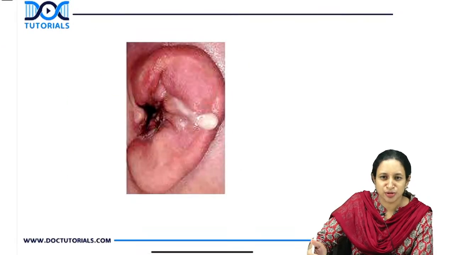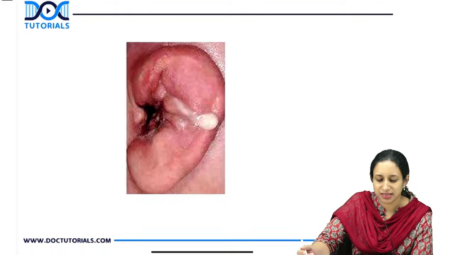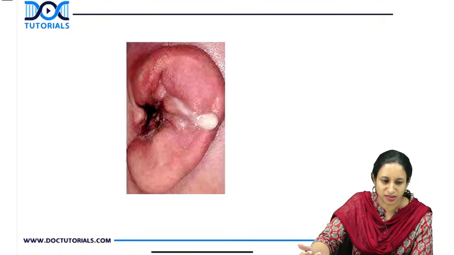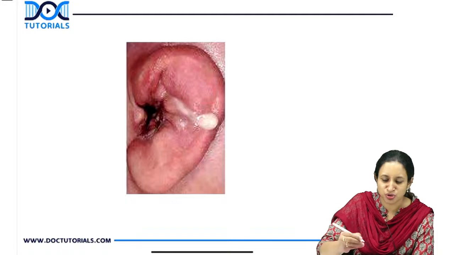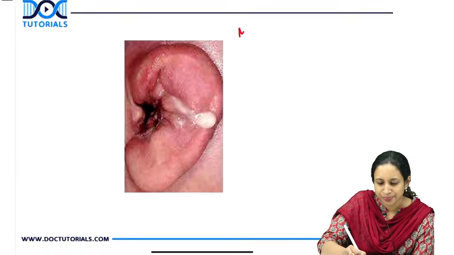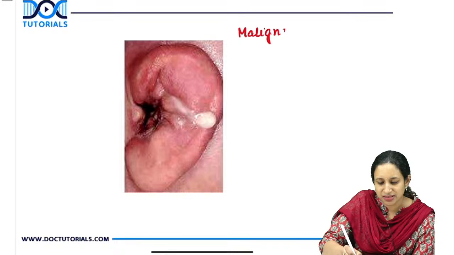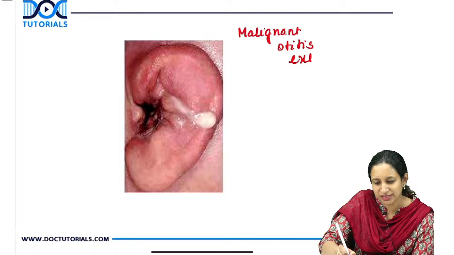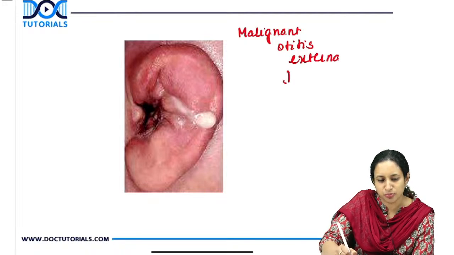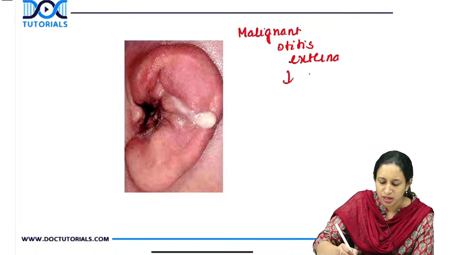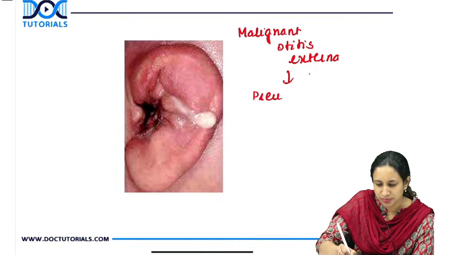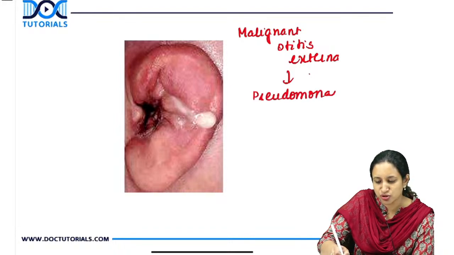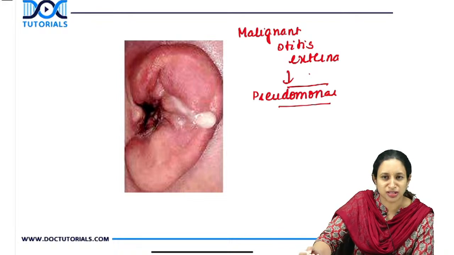Coming to the next image that you can see. Here you can see an ear infection that you can identify. This is an image of what is known as malignant otitis externa. The most important organism that you have to remember is Pseudomonas. So Pseudomonas aeruginosa is responsible for malignant otitis externa.